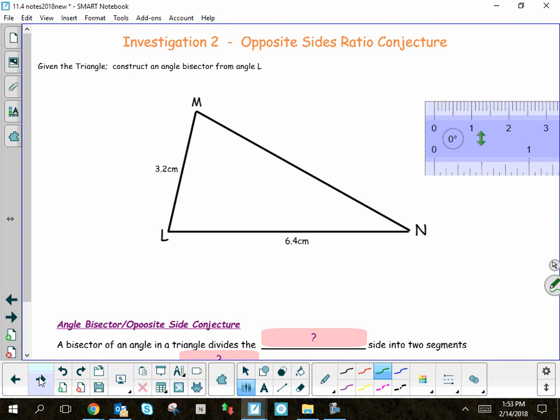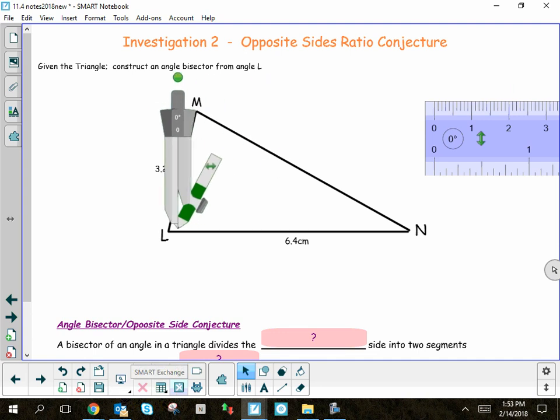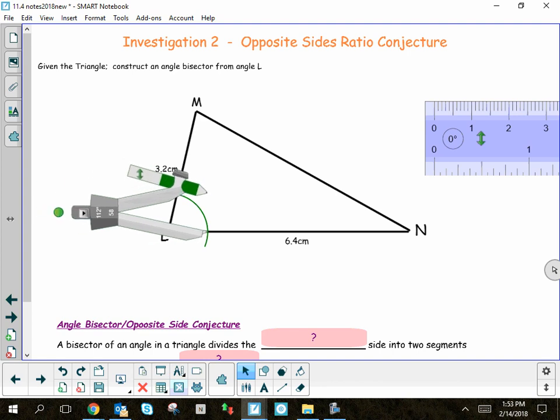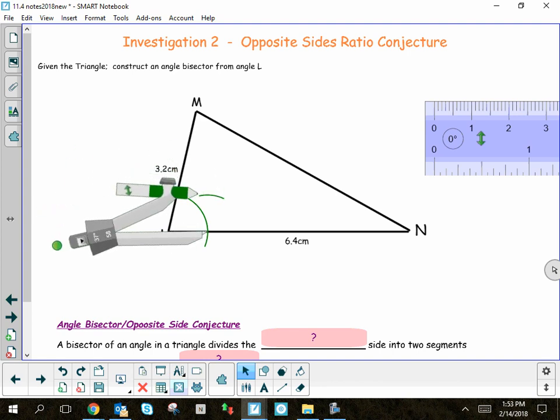On this one, it says to construct an angle bisector. Okay, so let's get our compass and let's make an angle bisector at L, let's say. Okay, so make an arc. Place your compass here. Make an arc in the interior.